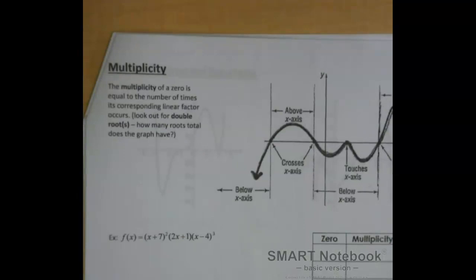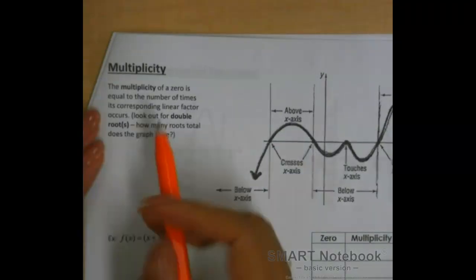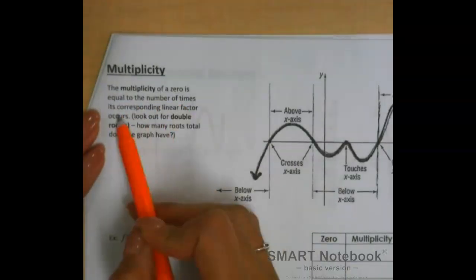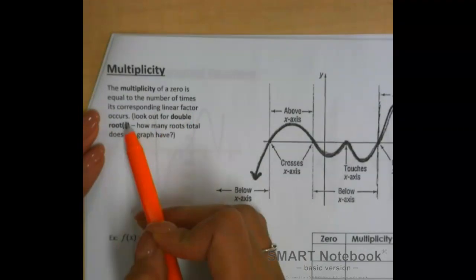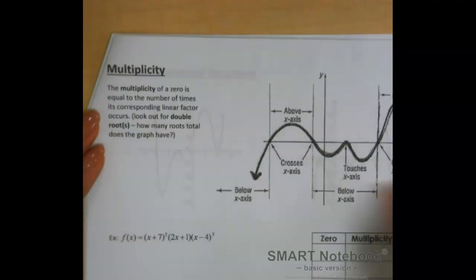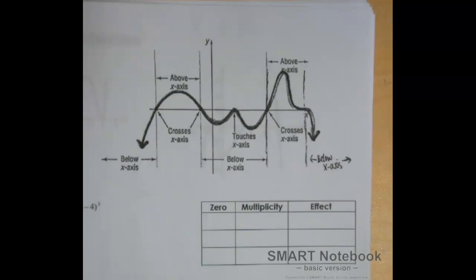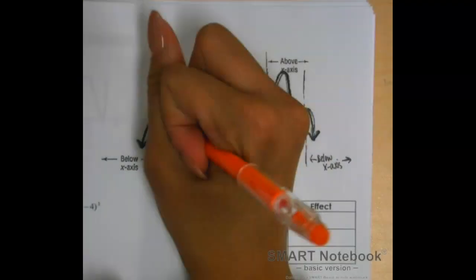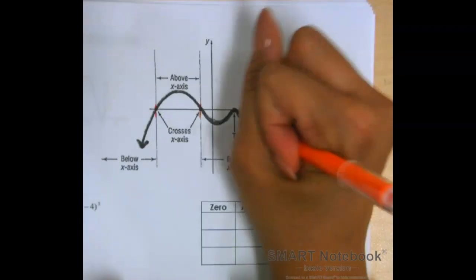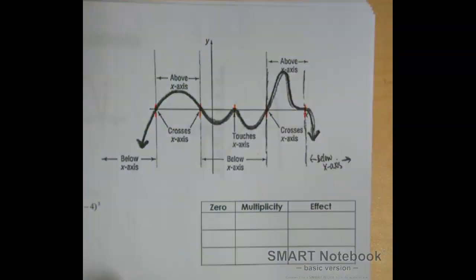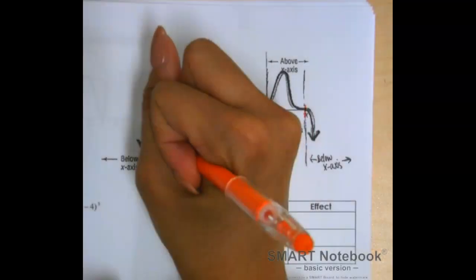The last thing that I'm going to talk to you guys about is your multiplicity. Multiplicity sounds disgusting, but it actually is very closely related to your linear factors. So the multiplicity of a 0 is equal to the number of times its corresponding linear factor occurs. So on this graph that I have here, I'm going to use that to hammer in what a multiplicity is. I'm going to write out some values for each of these x-intercepts. How many x-intercepts are on this graph, guys? There's 5 of them.